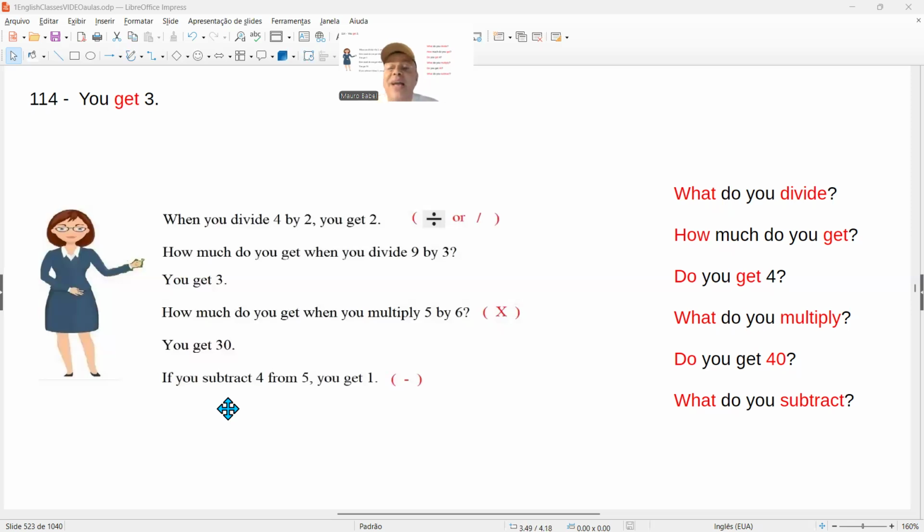How much do I get if I divide 9 by 3? I get 3. How much do I get if I divide 4 by 2? I get 2. Fantastic. Very good. Só para a gente relembrar, o divide, subtract, o multiply, tá? São contas básicas. All right? Fantastic.